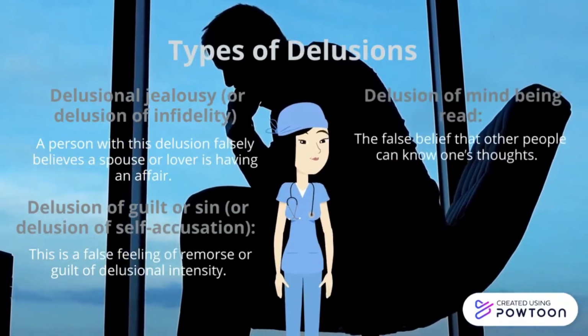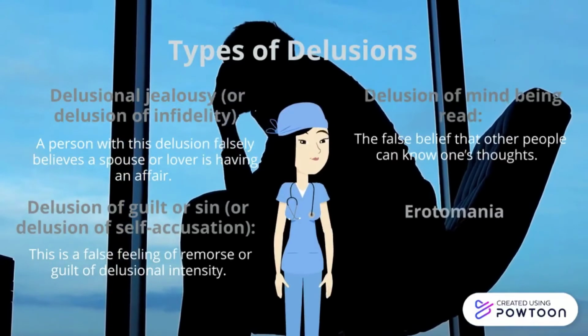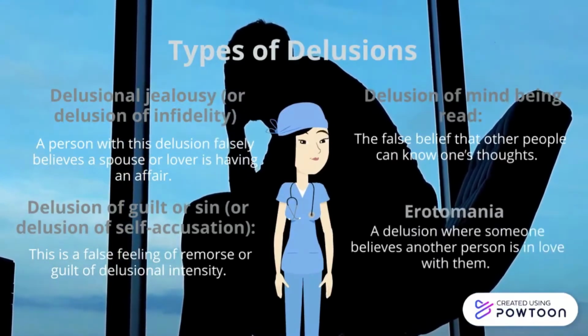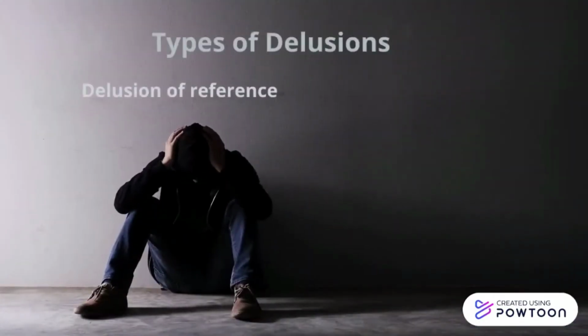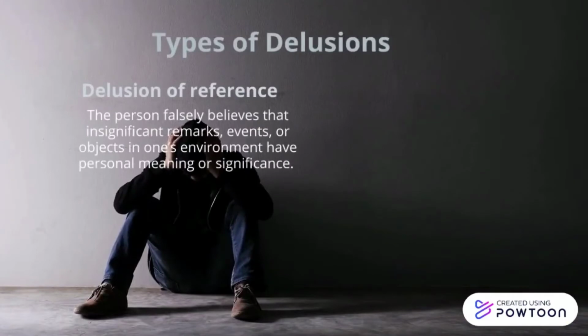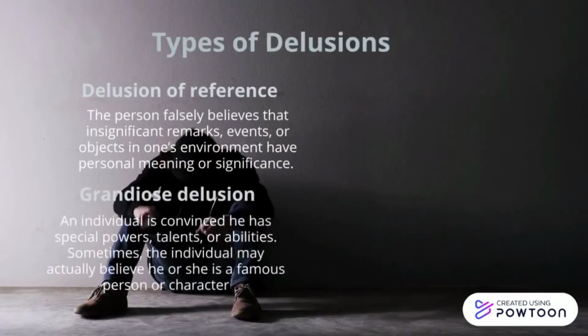Delusions of mind being read. The false belief that other people can know one's thoughts. Erotomania. A delusion where someone believes another person is in love with them. Delusions of reference. The person falsely believes that insignificant remarks, events, or objects in one's environment have personal meaning or significance. Grandiose delusions. An individual is convinced he has special powers, talents, or abilities.